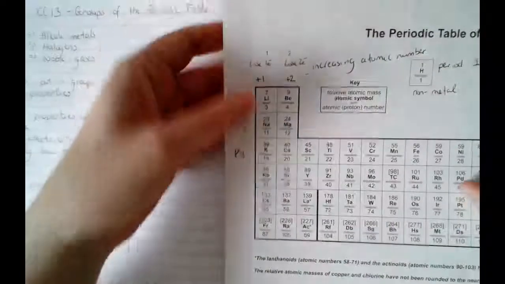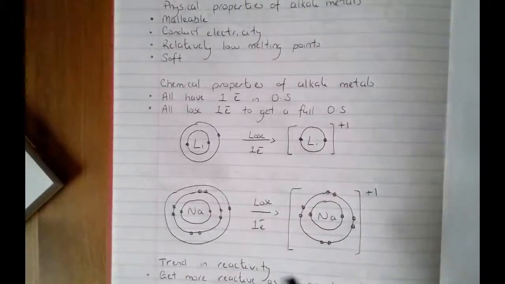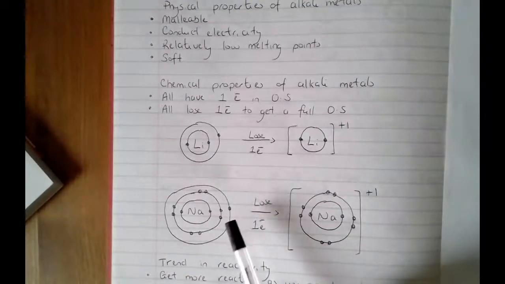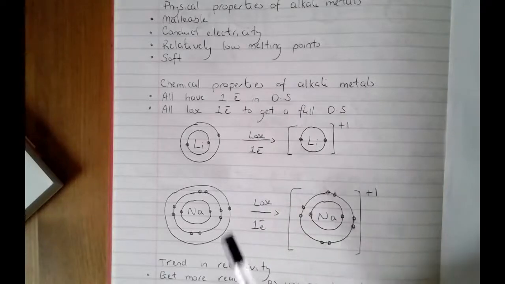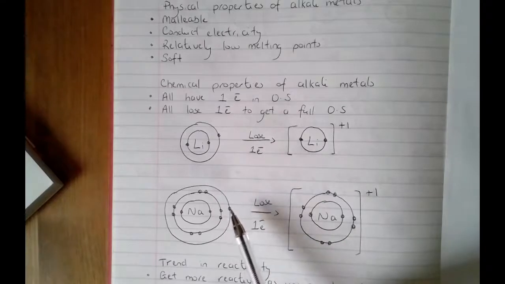As well as knowing that trend, you need to be able to explain it. If we go back to look at how our alkali metals were reacting, you will see that in order to react, they needed to lose 1 electron. The easier it is to lose that electron, the more reactive the element will be. Sodium is more reactive than lithium because it finds it easier to lose that outer shell electron.